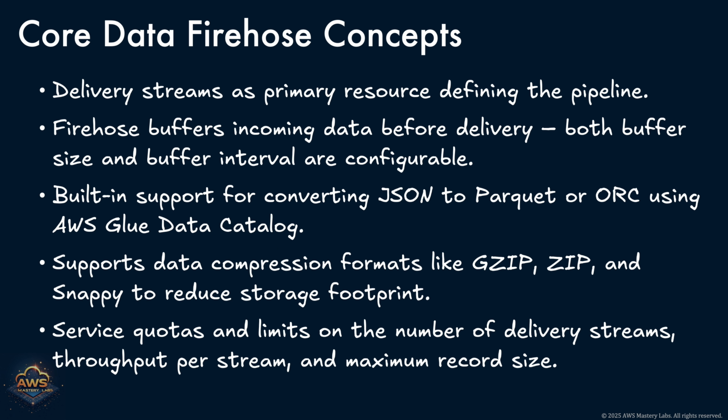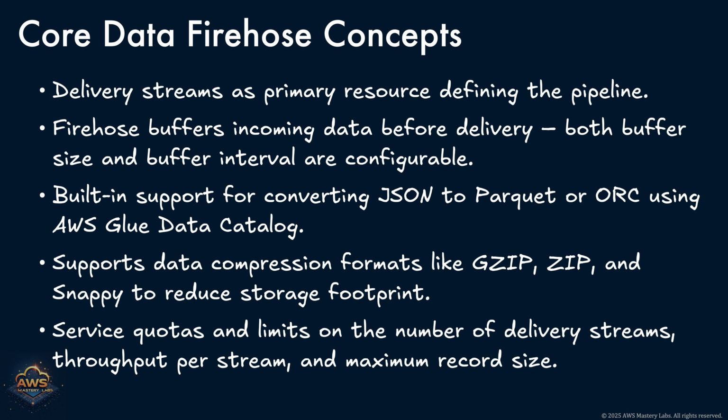It's important to understand its core architectural concepts, the building blocks that define how it operates and delivers streaming data at scale. At the center of Firehose is the delivery stream, the primary resource that represents the full pipeline from ingestion to destination. Each delivery stream is configured with a specific target, such as Amazon S3, Redshift, or OpenSearch, and includes all the necessary settings for buffering, transformation, and delivery.